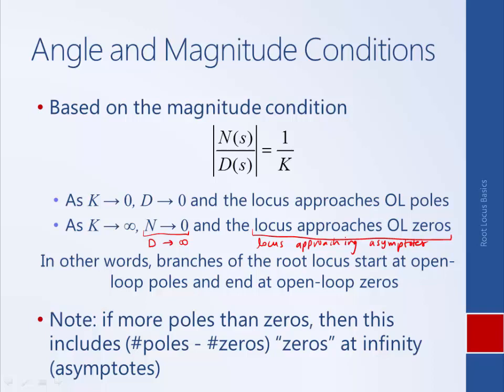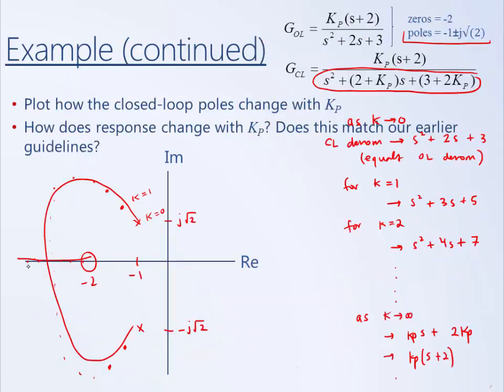So going back to our previous example, when k was 0, we started at open loop poles. So k equals 0, this was the location of the closed loop pole, which corresponded to the open loop pole. And as we made k approach infinity, one of our closed loop poles approached an open loop 0, and the other closed loop pole approached this asymptote.